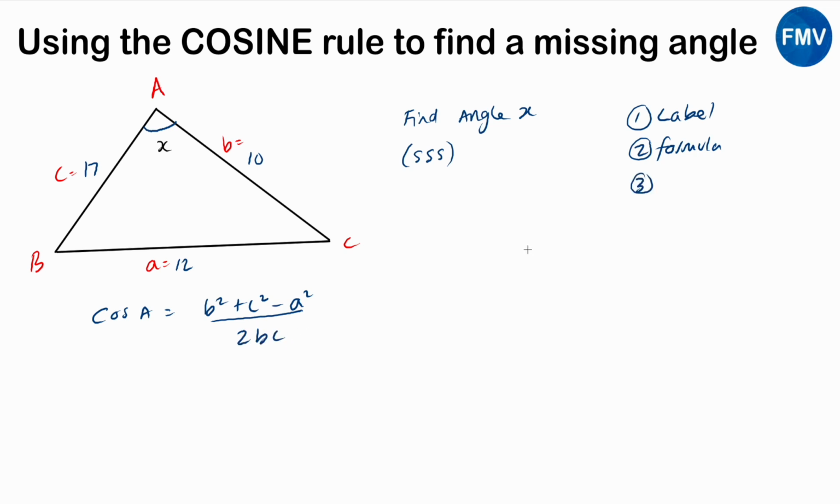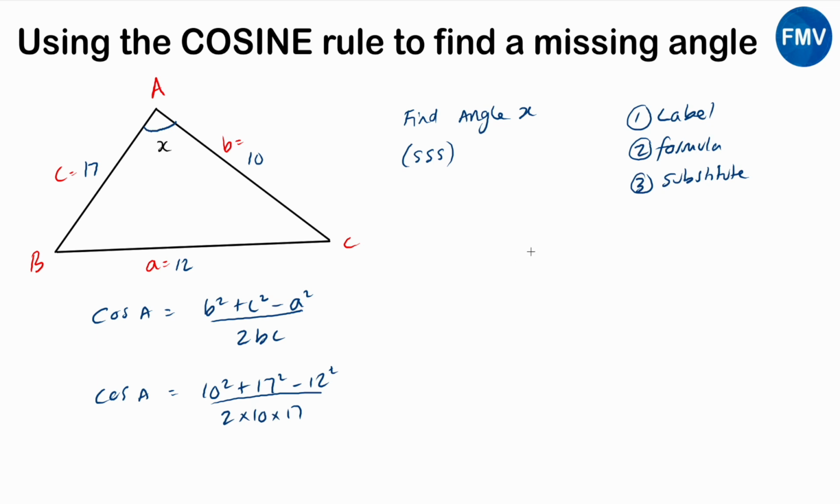So step 3 is to substitute. So here goes, we've got the cosine of A. Cos of A is equal to B squared, which is 10, so it's 10 squared plus C squared, which is 17, minus A squared, which is 12 squared, all divided by 2 lots of B multiplied by C.